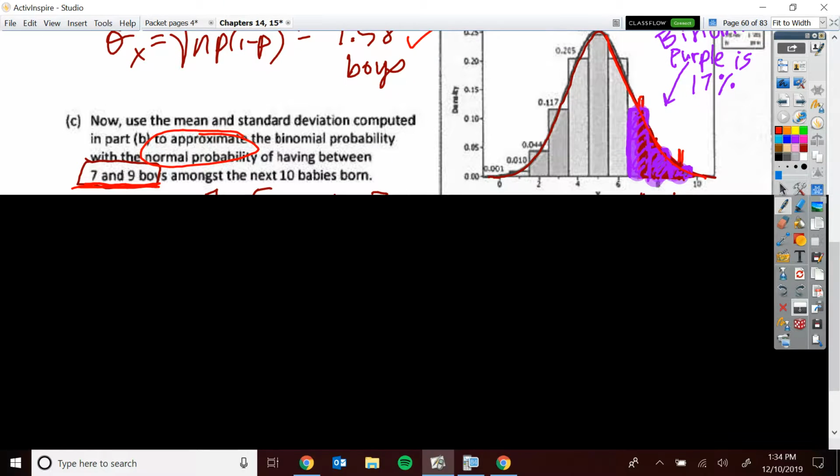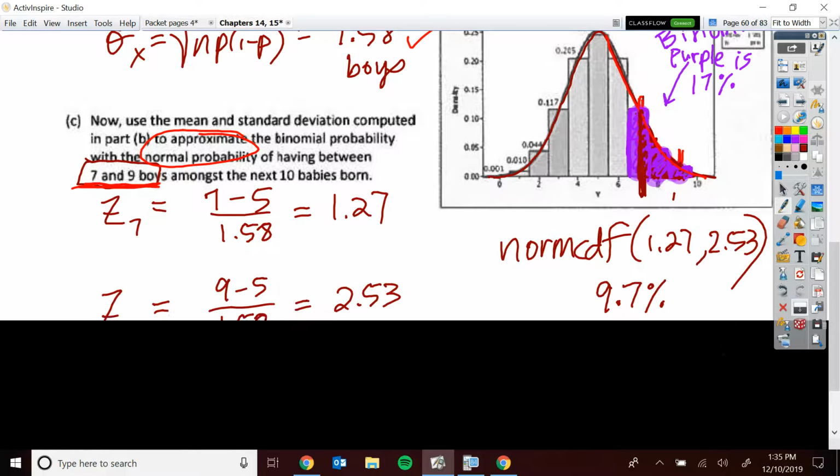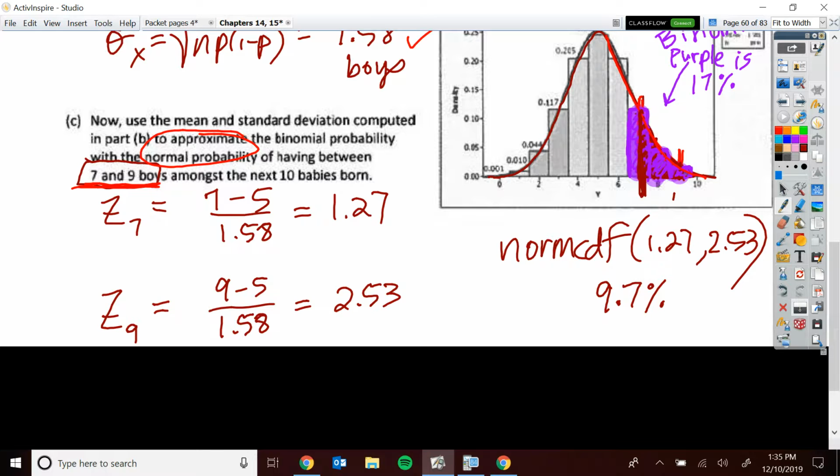Z-score for 7? Yep. 7 minus the mean over the standard deviation. X minus the mean over the standard deviation. So that's 1.27. Okay, and so that is about right here. So there's my z-score for 7, at 1.27. Okay, then what else? Z-score for 9. 9 minus the mean over the standard deviation. So there is that, and it's 2.53.